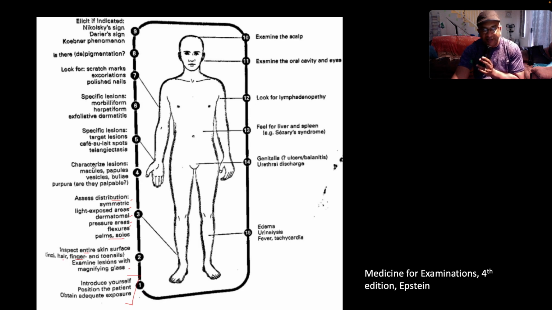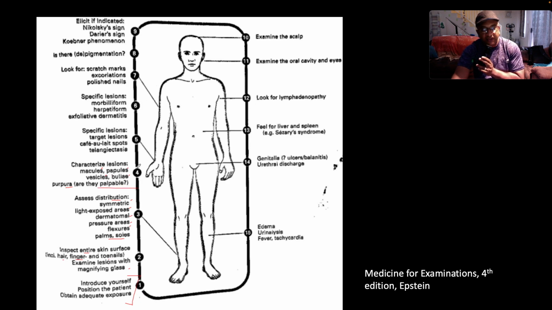Then characterize the lesions. Are there macules, which means that it's visible but not raised? Papules, which means the lesion is raised, right? Vesicles, which means it is raised and appears to be filled with fluid. Is it bullae, which is a large vesicle? And are there purpura? Purpura speaks to an assessment of bleeding into the skin. And if they are palpable purpura, which probably implies Henoch-Schönlein purpura.